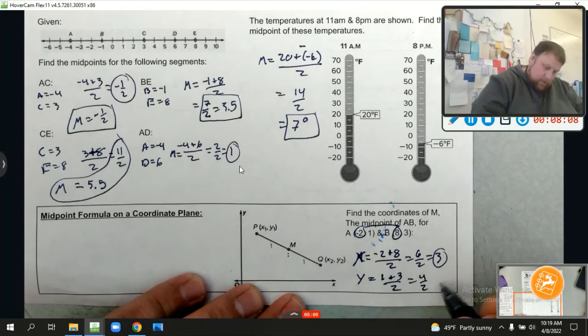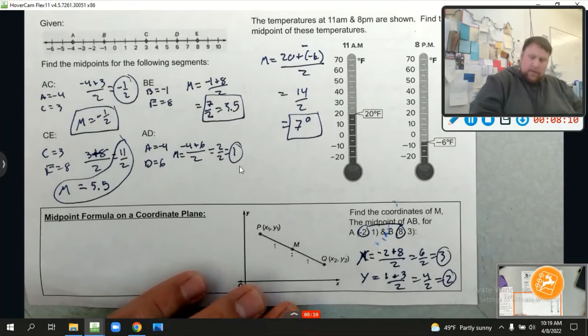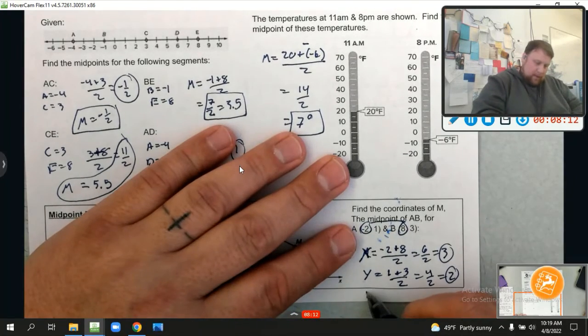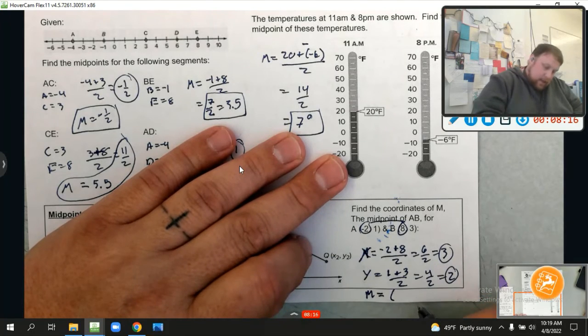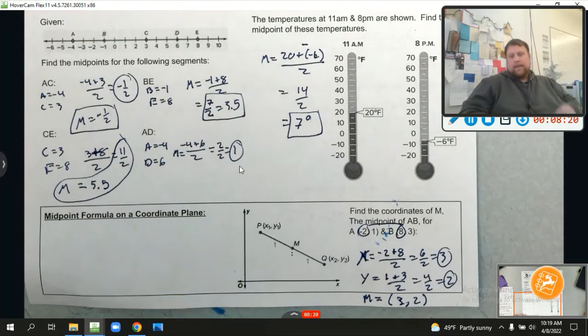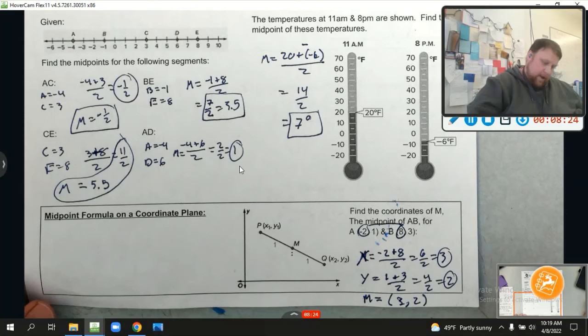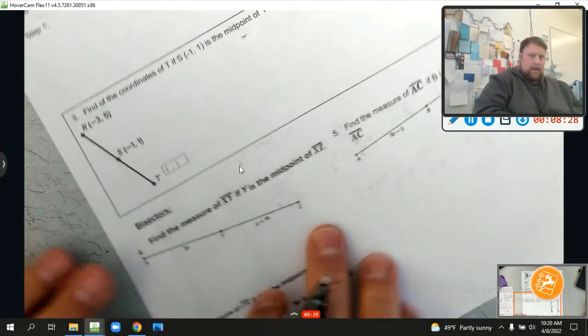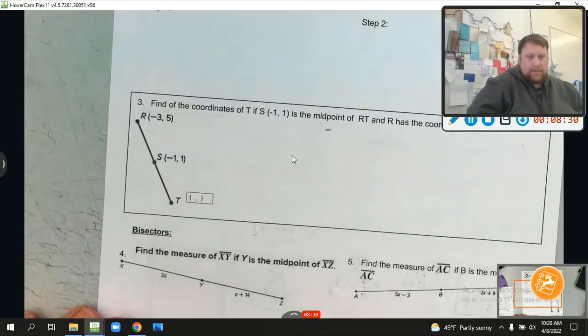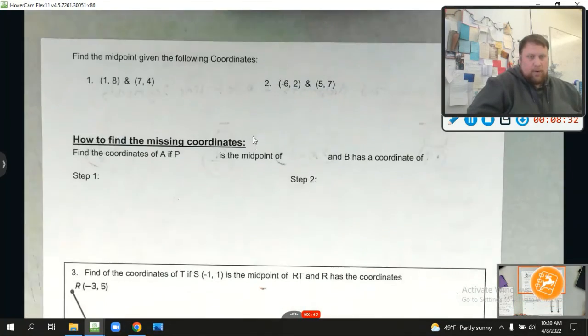So what does my midpoint equal? We'll write it down here in the margin, equals the point 3, 2. Boom. And that would be right in between on that graph. There we go. Okay, I'm going to go to the back side, try some examples out. Let's try one more together.